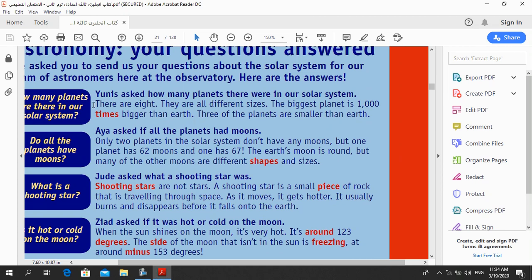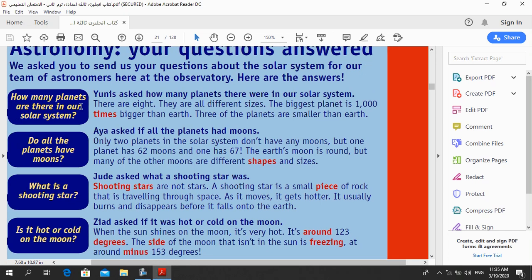We're gonna read some of the reading text. Eunice asked how many planets there were in our planets. So what was the question? This was the question: How many planets are there in the solar system? What is the difference between these two sentences? This is the real question: How many planets are there in our solar system? And there's a question mark.